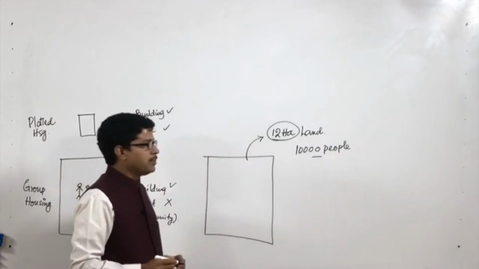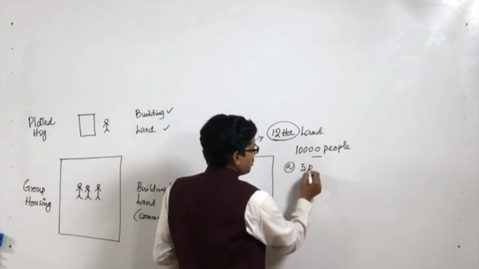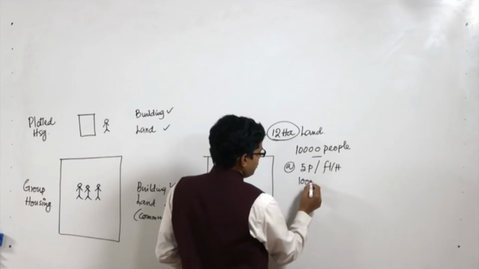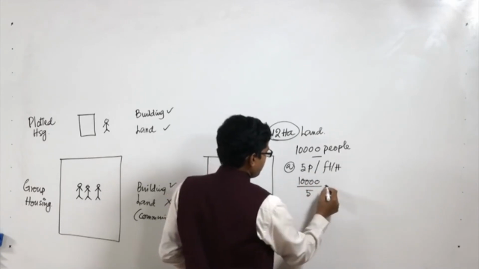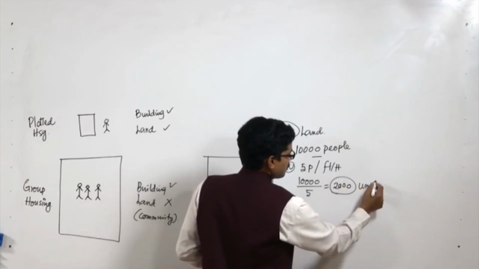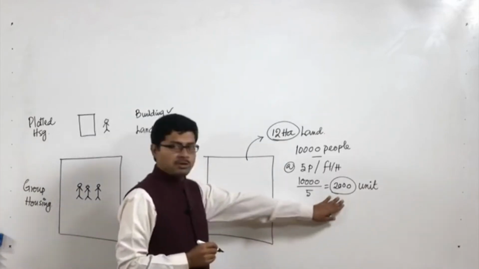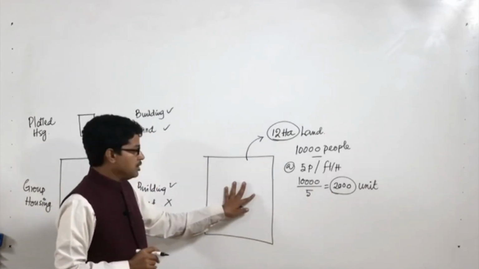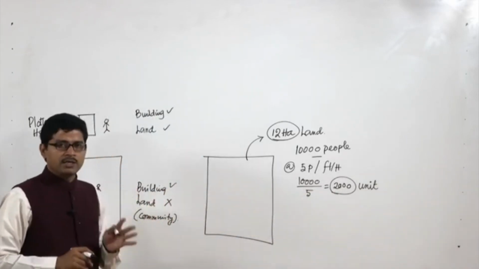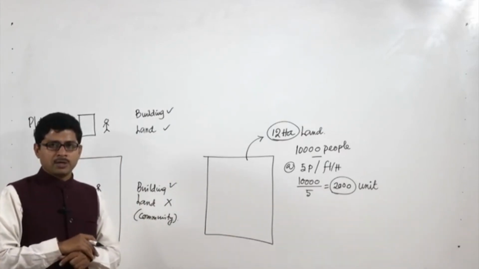So, our objective is, out of 10,000 people, if we consider 5 persons per family or per household, it becomes 10,000 divided by 5, so 2000 units. This is the total number of units we have to accommodate. Now, these units could be accommodated in one building, theoretically, or 2, 3, 4 buildings. So, various permutations and combinations are possible based on the variables.